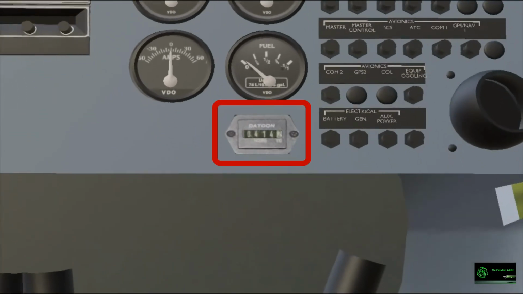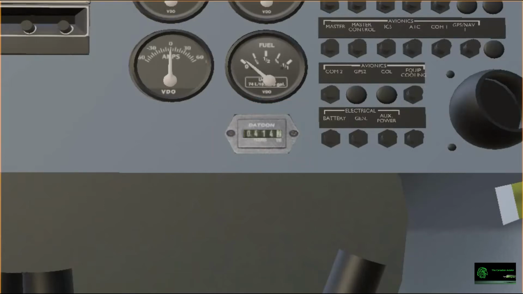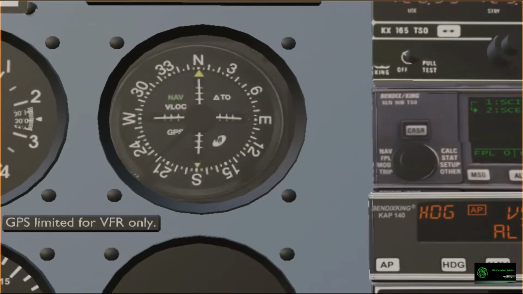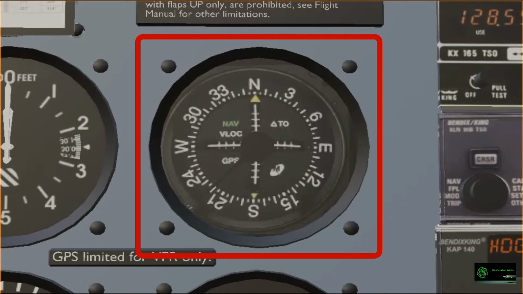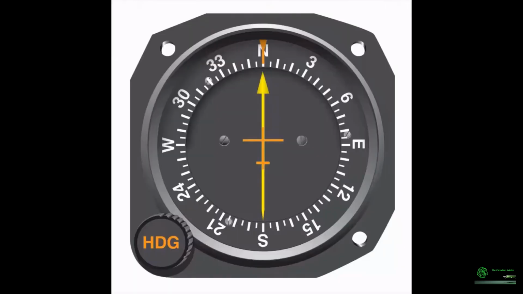The Hobbs meter is used in aviation to measure the time that an aircraft is in use. The meters typically display hours and tenths of an hour. For navigation instruments, we have a course deviation indicator. In other airplanes, you might find a VOR, or Very High Frequency Omnidirectional Range, or an ADF, Automatic Direction Finder, which are becoming less and less common in aviation.